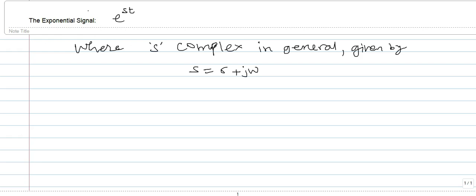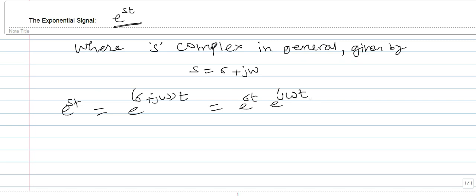Hello, in this video we will see the exponential signal given as e to the power st, where s is complex, in general given by s equal to sigma plus j omega. Therefore, we can write e to the power st as equal to e to the power (sigma plus j omega) into t, which is equal to e to the power sigma t into e to the power j omega t.